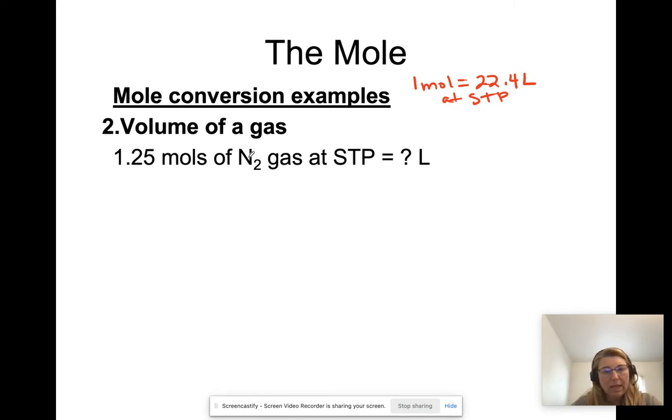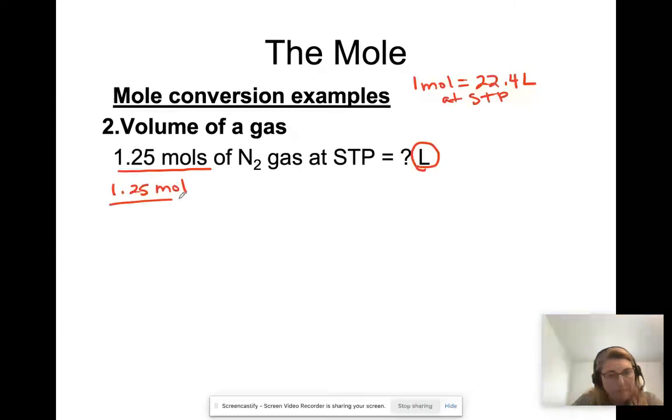So same thing as what we were doing before. You always just look and you think, what is my given information and what am I solving for? So the given information here is 1.25 moles, and what we're solving for is liters. So as always, I'm going to take my given information and I'm going to put it over 1. So I'm going to go 1.25 moles over 1. And that's my first set of parentheses.